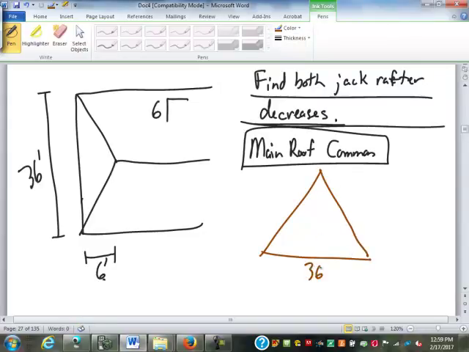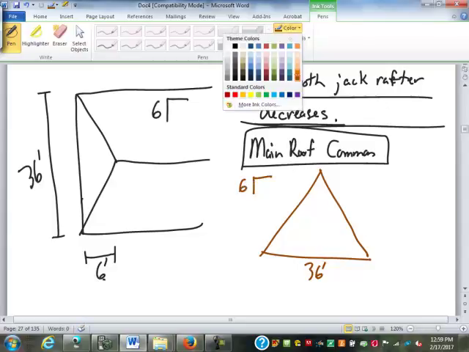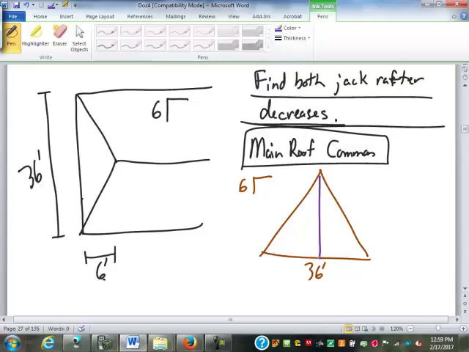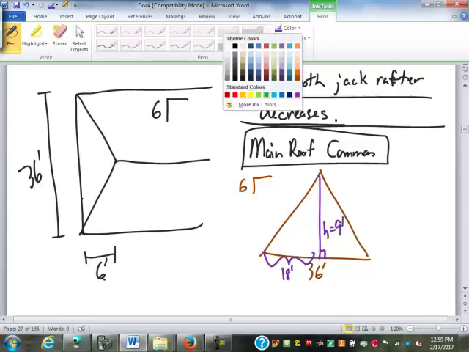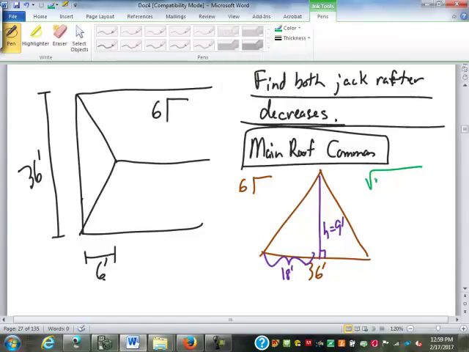Span is 36. 6/12 slope. There's H. This is 18 feet. H is 9 feet. Yes? So square root of 18 squared plus 9 squared gives us what for J? 20.125 feet, right?